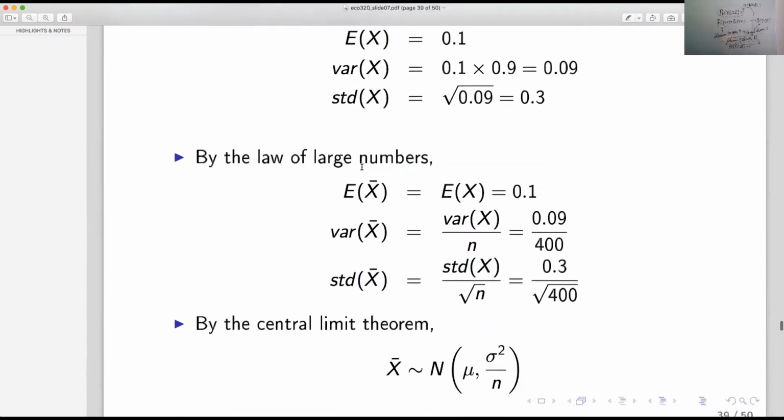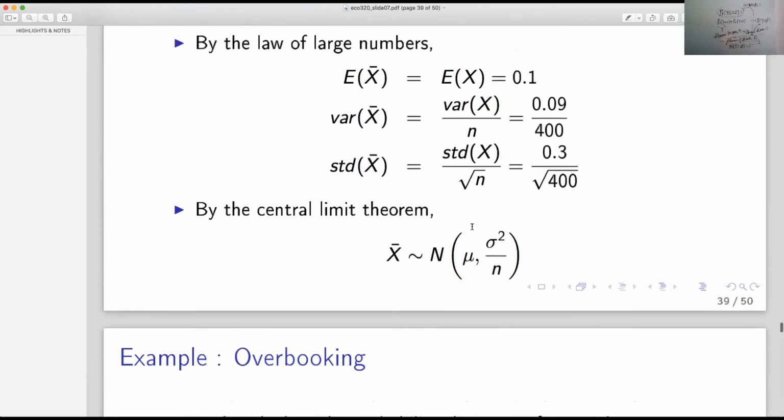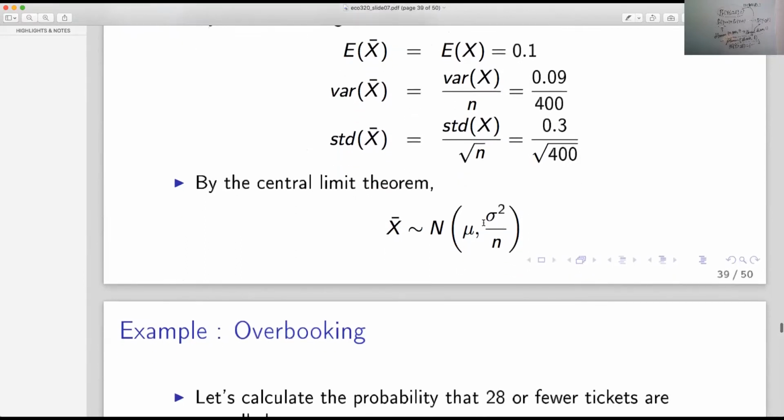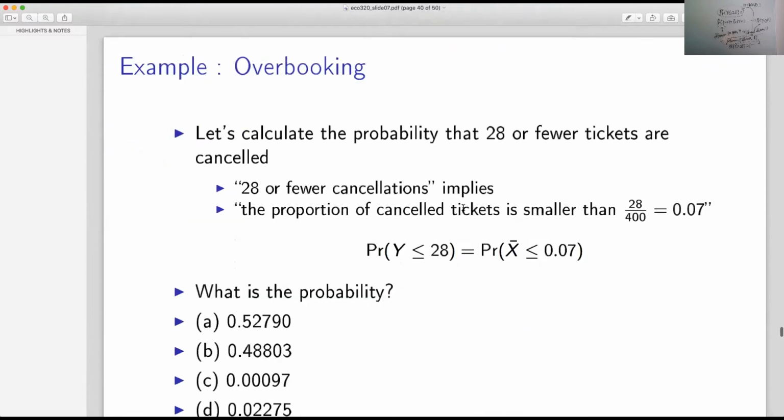So by the law of large numbers, these are the properties. Again, I explained this in detail about 20 or 30 minutes ago. And by the central limit theorem, these are the properties. I explained this 10 minutes ago, okay? Go back to the slide.